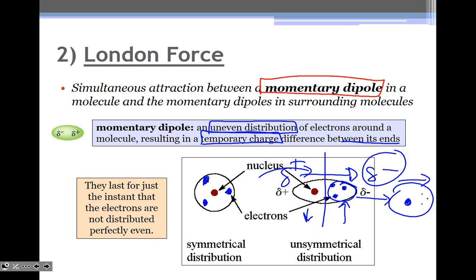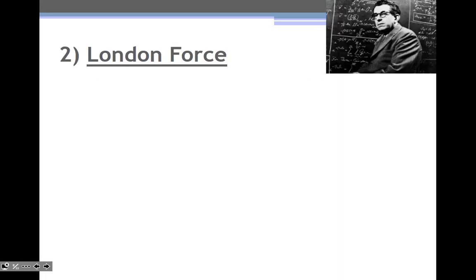Another thing to keep in mind is that the more electrons a substance has, and that's total electrons, kiddos, not just valence electrons. That's very, very important. The more electrons a substance has, the higher the London force. Because if you have lots and lots of electrons, the probability of having an uneven distribution increases.